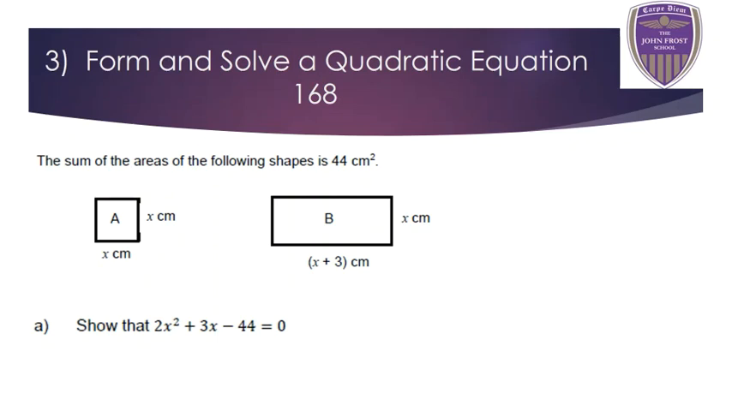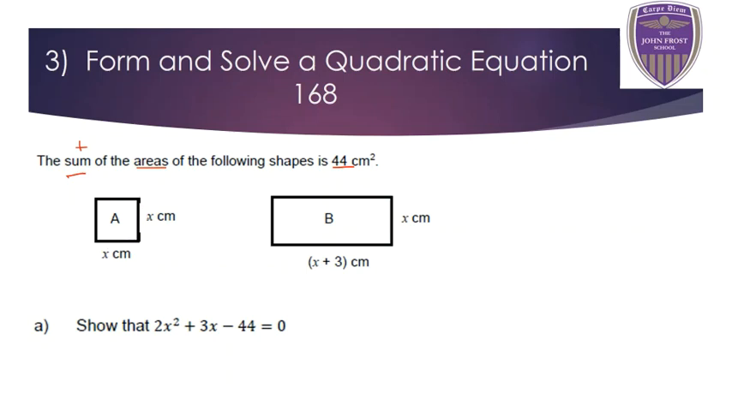Okay, in this question, we need to form and solve a quadratic equation. So I'm being given some information here. First of all, it's telling me that the sum of the areas, so that's adding together the areas of these two shapes here, A and B, when I've done that, is 44 centimeters squared. So we are, from that information, going to have to show that 2x squared plus 3x minus 44 is equal to 0. Now, if I'm going to do area on these shapes, then I multiply length by width.